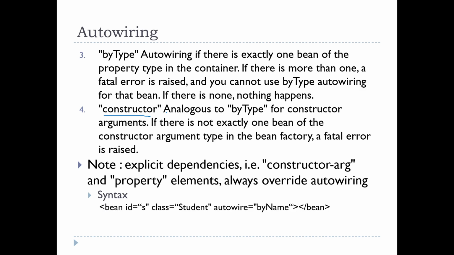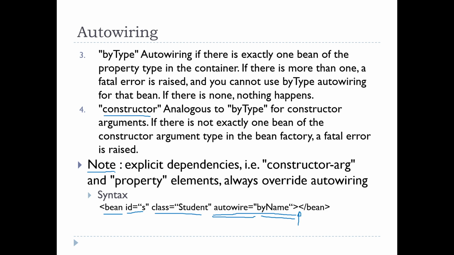The syntax is as shown here. This auto-wire mode can be specified using the autowire attribute of the bean tag. Where we specify bean ID and bean class, we will also specify the autowire attribute, and here we can specify no, byName, byType, or constructor if we are going to do constructor injection to set this bean.